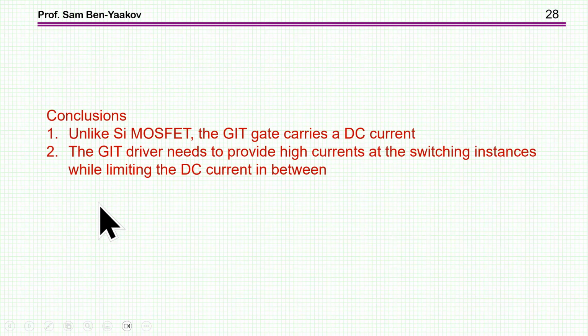So what are the conclusions here? First of all, unlike the silicon MOSFET, the GIT gate carries a DC current. As a result, the GIT driver needs to provide high current at the switching instances on one hand, while limiting the DC current in between, so as not to exceed the limit of the gate current.